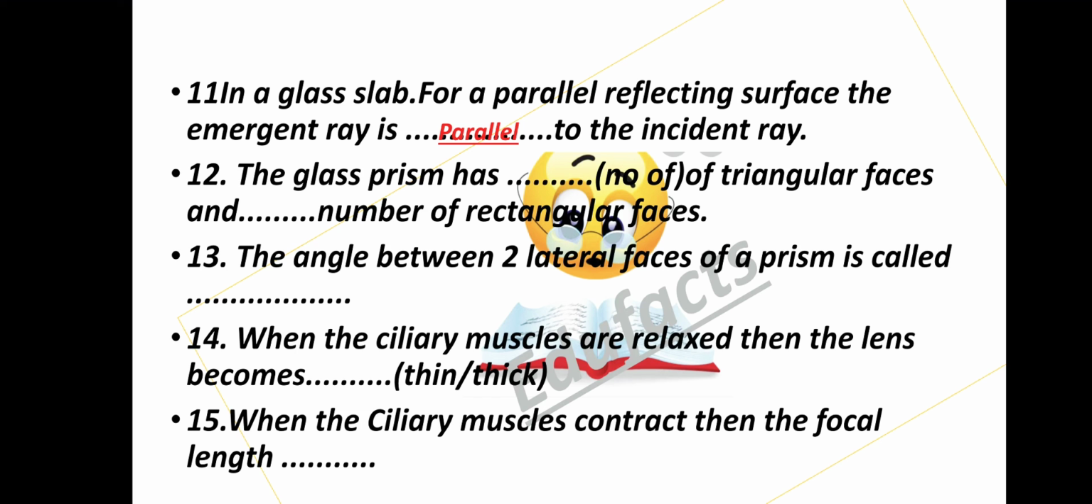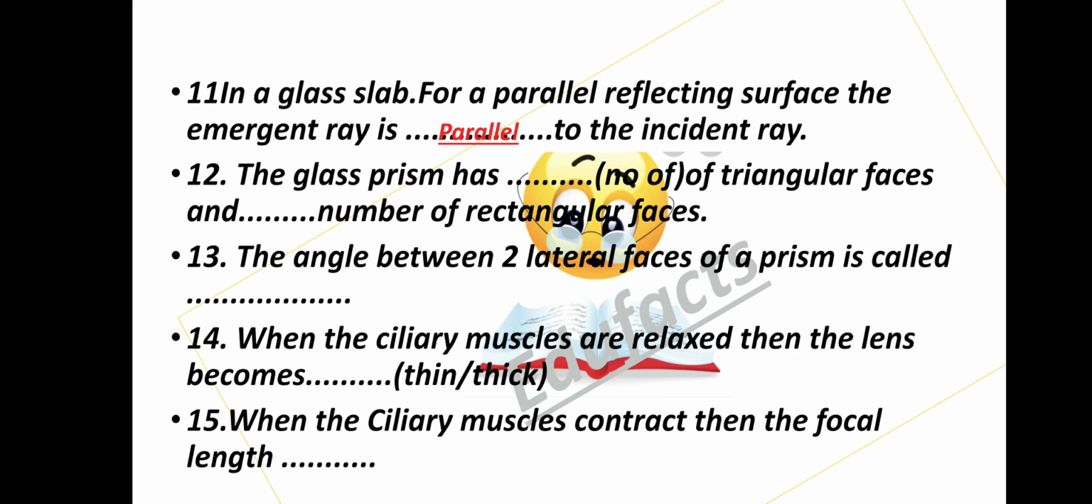Now we are going through this explanation. When a ray of light passes from air to glass slab, or from a rarer medium to a denser medium, it bends towards the normal, and when it passes from glass slab to air, that is from denser medium to rarer medium, it goes away from the normal, right? In conclusion, we will get the incident ray parallel to the emergent ray. So in a glass slab, the emergent ray and incident ray will be parallel.